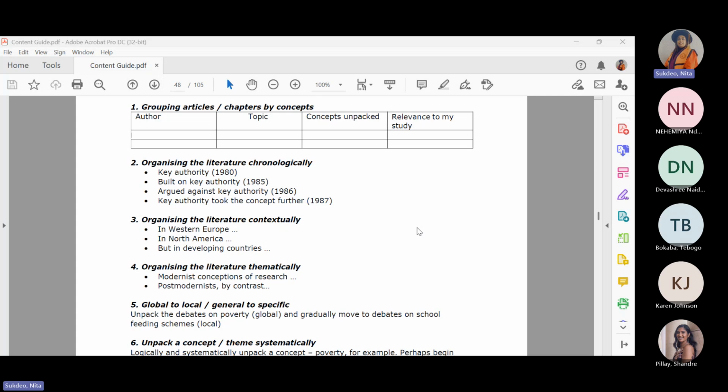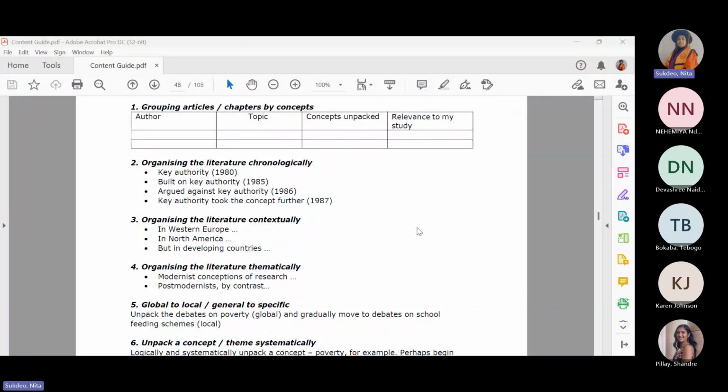Unpacking certain themes that you pick up, common themes, trends, patterns, etc. And then obviously, whatever claim you are making, you are going to support it with what another author had said. Some of the ways you can do this is grouping the articles and or chapters by concepts and unpacking those concepts, like you said, Devashri, putting it down on paper. Scopus AI also, if you put in keywords, gives you articles that are relevant to your particular topic and structure.